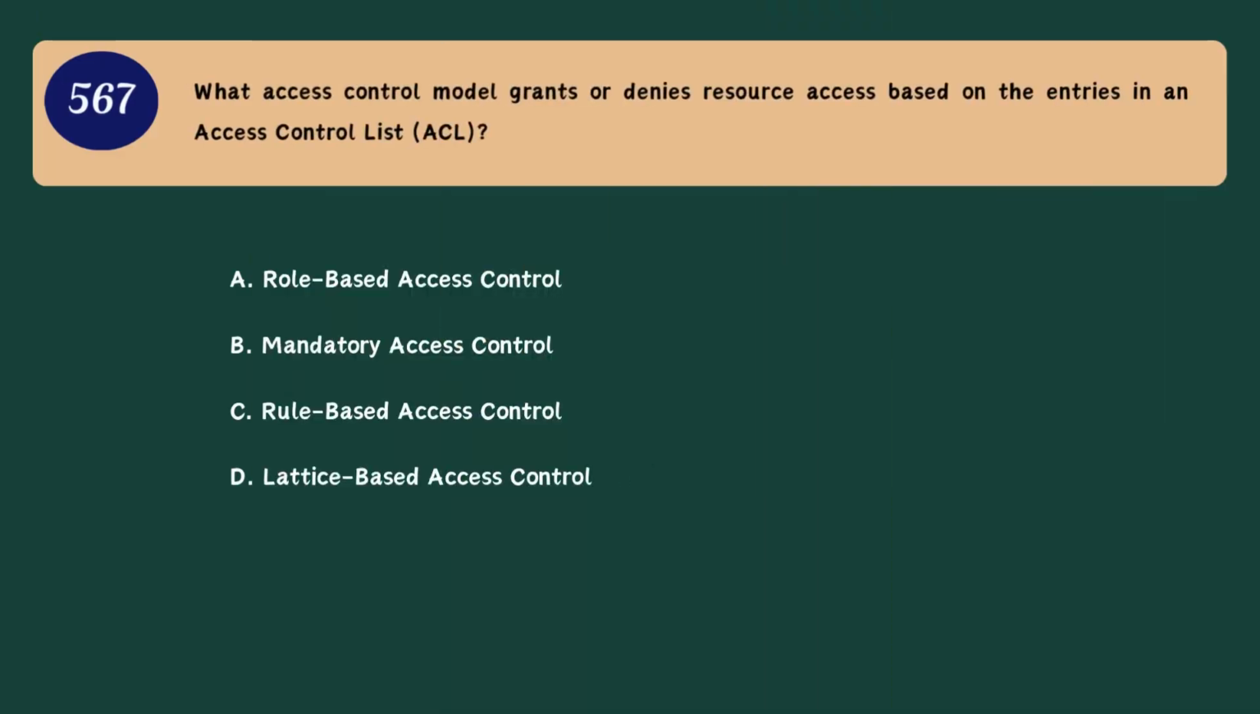Question 567. What access control model grants or denies resource access based on the entries in an access control list? A. Role-based access control. B. Mandatory access control. C. Rule-based access control. D. Lattice-based access control.